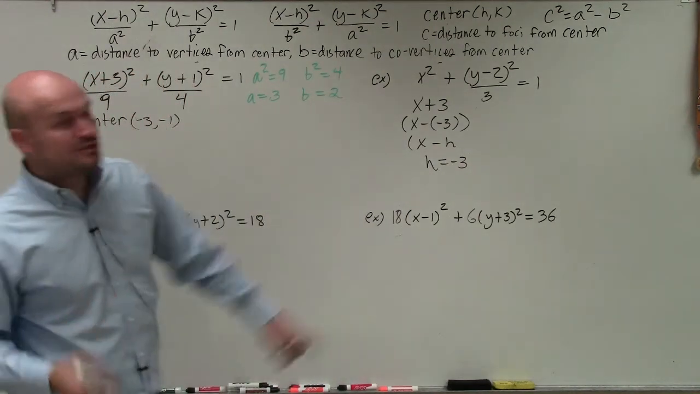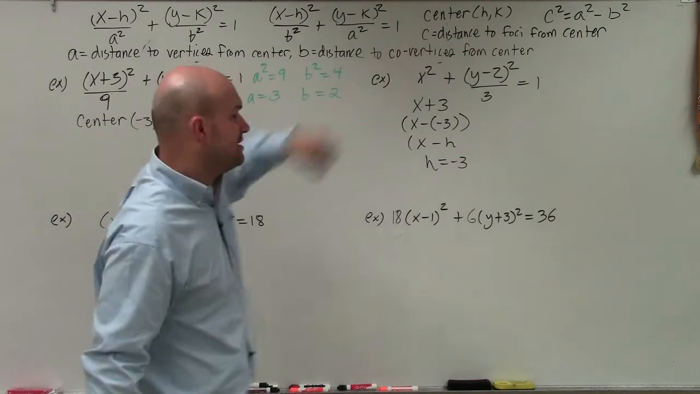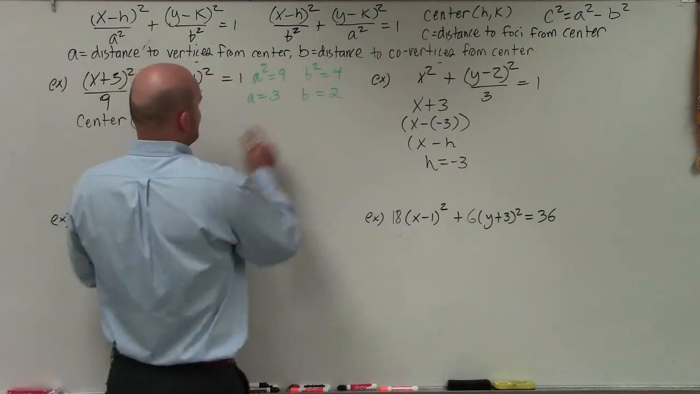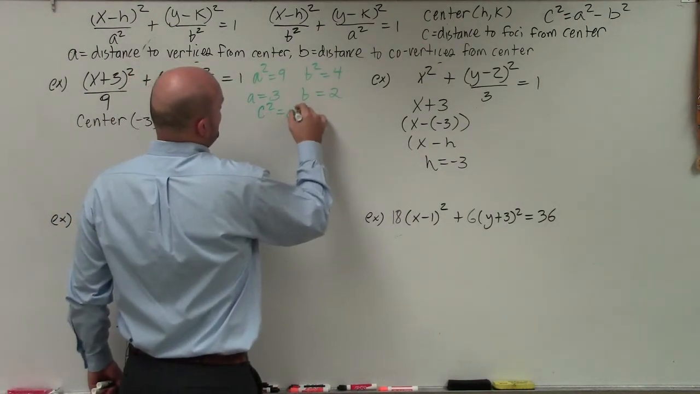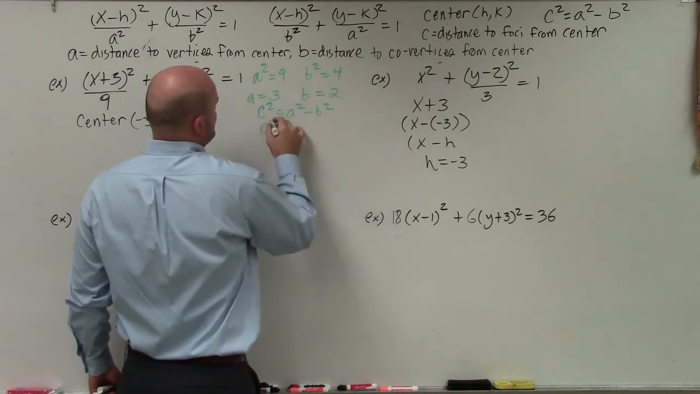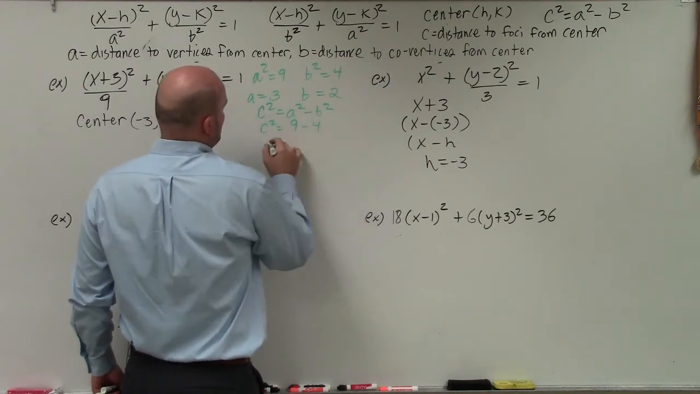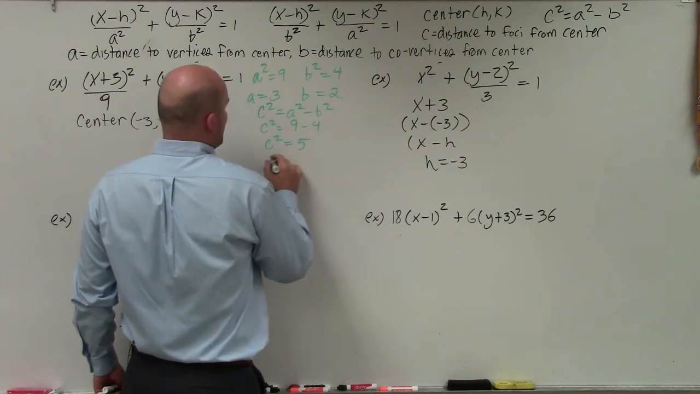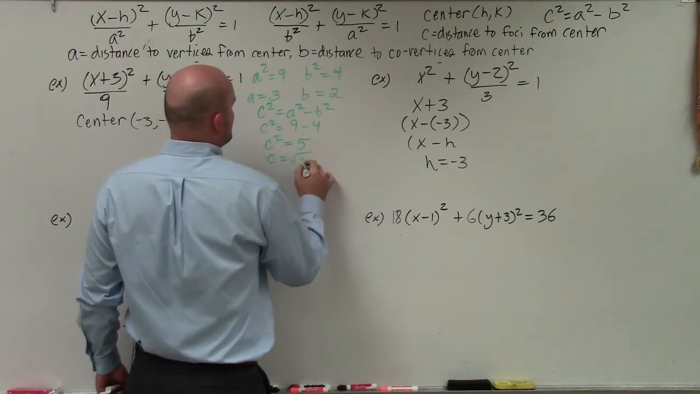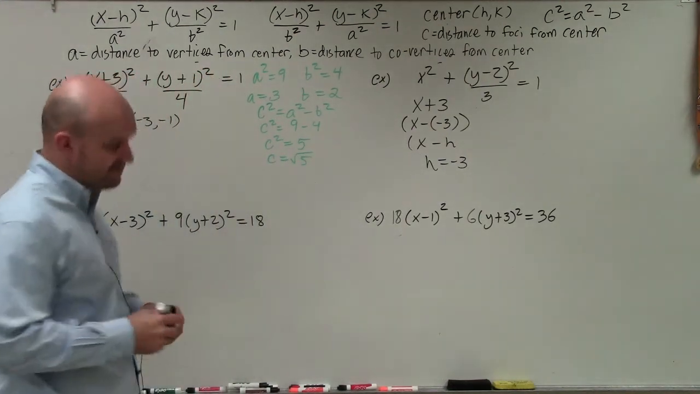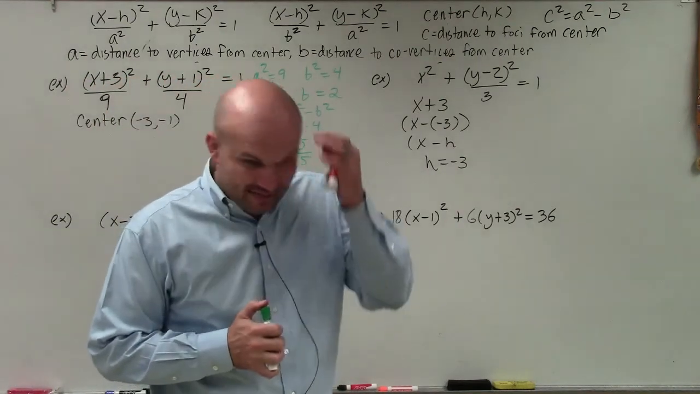Now, to be able to determine what c squared is, we can use the relationship. So I can say that c squared is equal to a squared minus b squared. So c squared is equal to 9 minus 4. c squared is equal to 5. Take the square root on both sides. c is equal to the square root of 5.